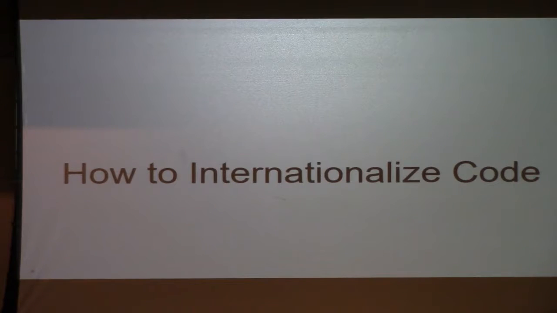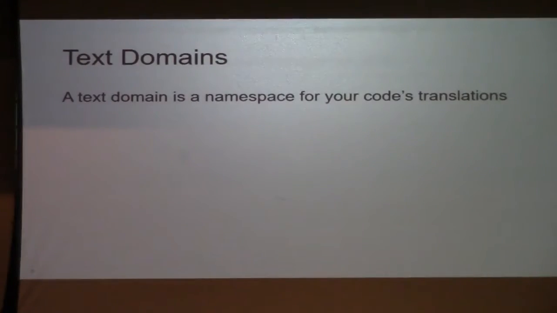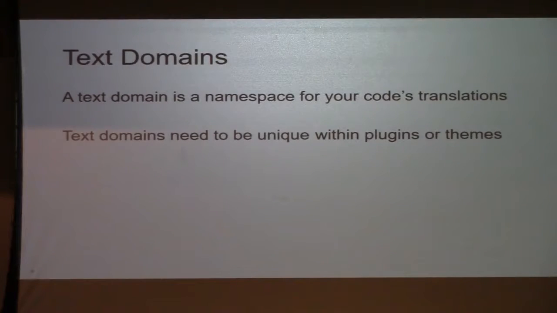Now let's talk about how to actually do it. The first thing you need to understand in internationalizing your code is a text domain. A text domain is a namespace, or like a group, for your translations. It needs to be unique across plugins or themes, so two plugins can't have the same text domain, and two themes can't have the same text domain. The best way to ensure that it's unique is just to use the directory name of your plugin or theme, the slug, because that's already unique to the file system.